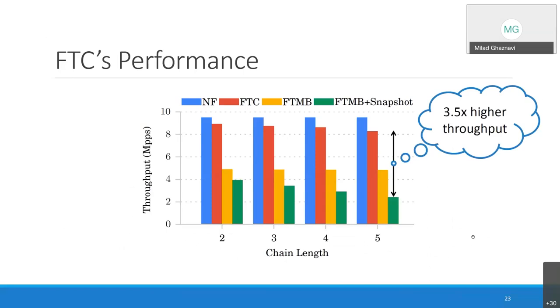And here is one of the results that we achieved by running our system. We compared our system with a non-fault-tolerant service function chain, which is basically the baseline, the highest performance that we can achieve. And we compared it with the state of the art, FTMB. You see two labels for FTMB, FTMB and FTMB plus snapshot. You can ignore FTMB; FTMB plus snapshot is the actual system. As you can see, for different chain lengths, we achieve almost twice the state of the art. And for a chain length of 5, we achieve 3.5 times higher throughput.